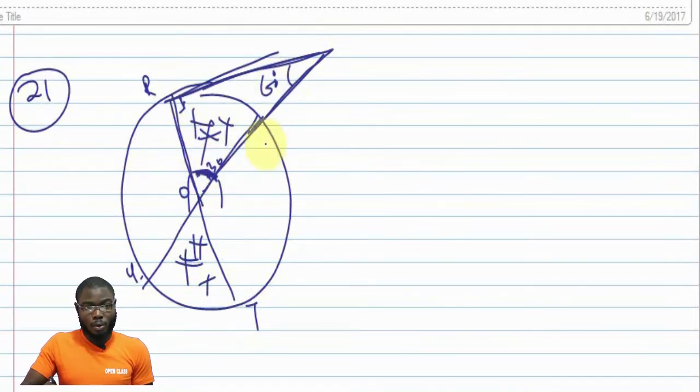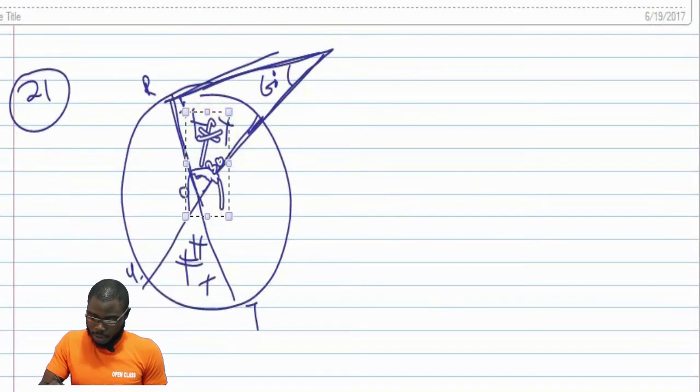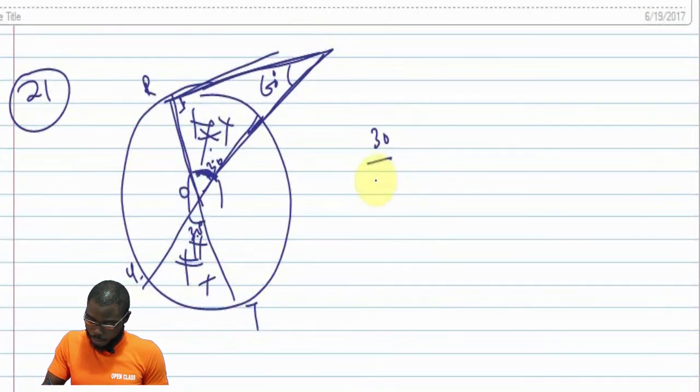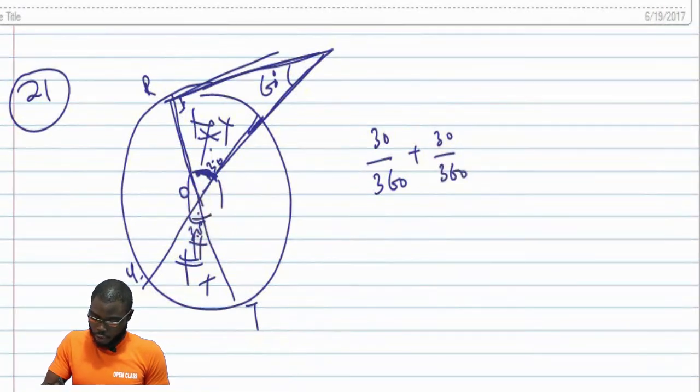All right. So if this gives us 30 degrees, then this is the opposite angle, which means that this is also 30 degrees. So we have 30 degrees, 30 degrees. So the ratio of this one is 30 over 360. And the ratio of this one is also 30 over 360, because it's just 1 out of the 360. This is also 1 out of 360.